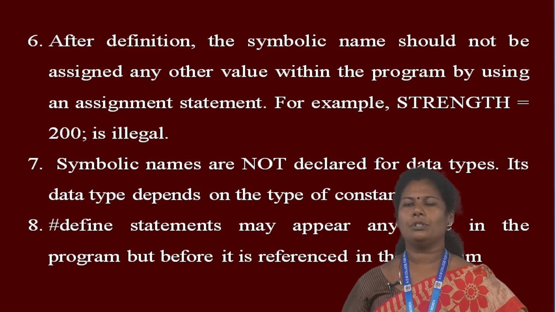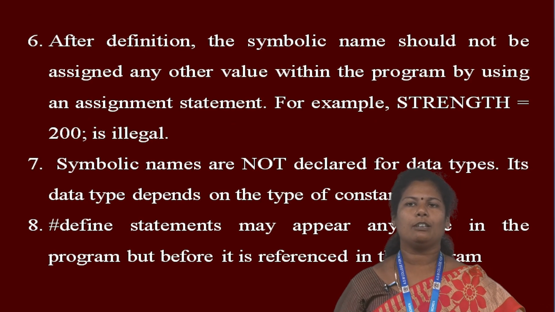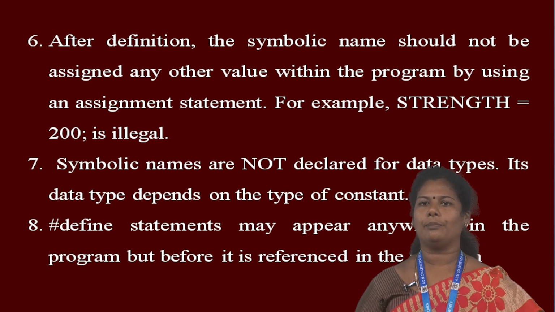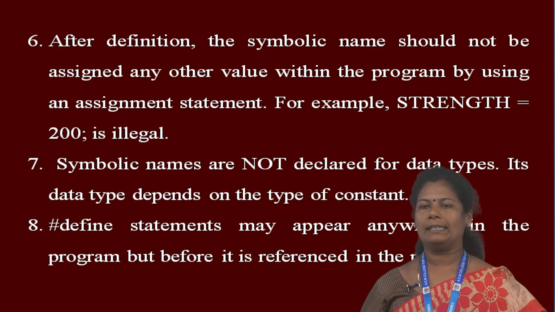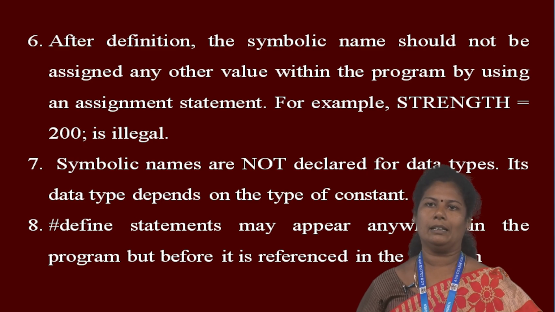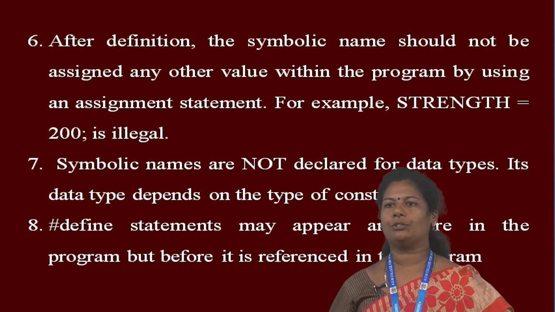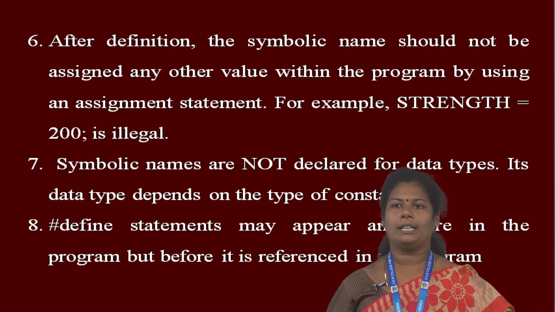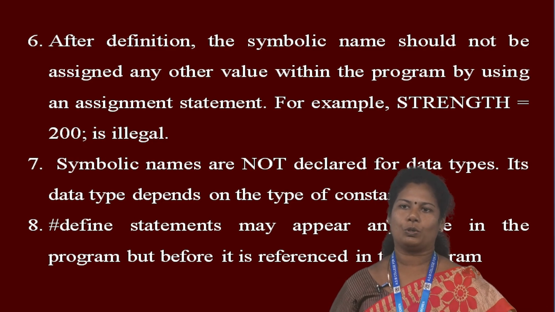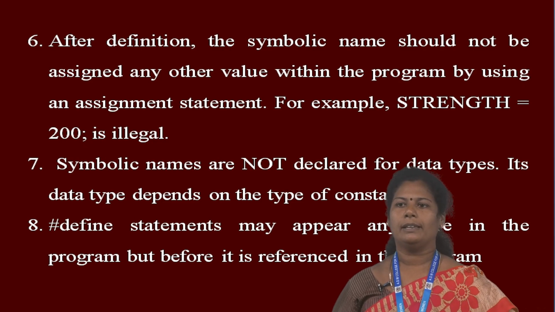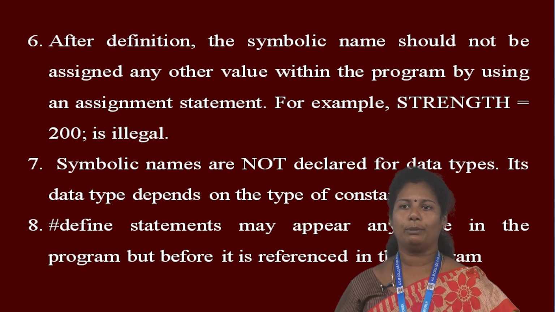Sixth one, after definition, the symbolic name should not be assigned any other value within the program by using an assignment statement. For example, strength = 200 is illegal. Seventh one is symbolic names are not declared for data types. Its data type depends on the type of constant. Final one is #define statements may appear anywhere in the program, but before it is referred to in the program.